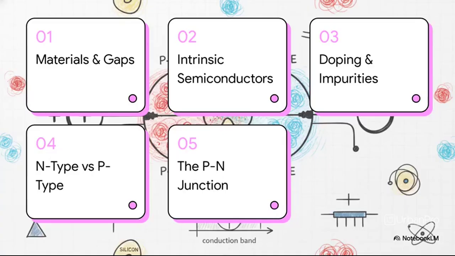So here's our totally straightforward roadmap for today. 1. Materials and energy gaps. 2. Intrinsic semiconductors. 3. Doping, adding impurities. 4. N-type versus P-type. And wrapping up with 5. The p-n junction. Let's get right to it.